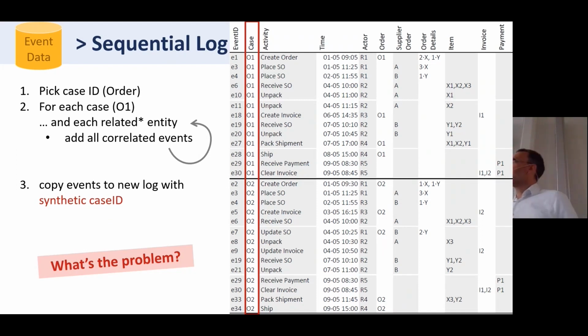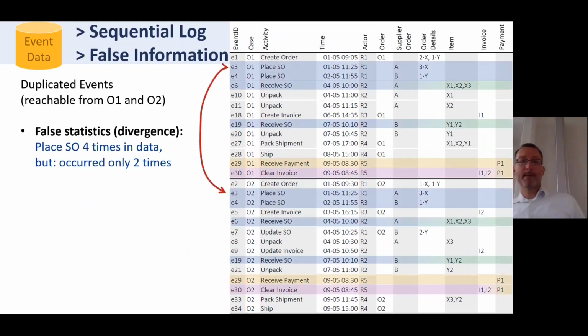So if I'm duplicating events, I'm getting wrong statistics. For example, placing supplier order is 4 times in the data, but it actually only occurred twice. So whenever I try to reason about how often certain activities occurred, or how much revenue I made in case these events also include amounts, I have to correct for this. I can do this, but I have to. There's another problem because of this duplication, and that's far worse, that I cannot correct. Who knows what that is, or who can see it?